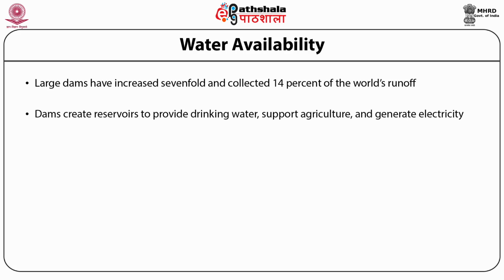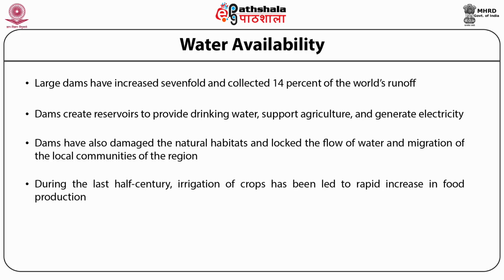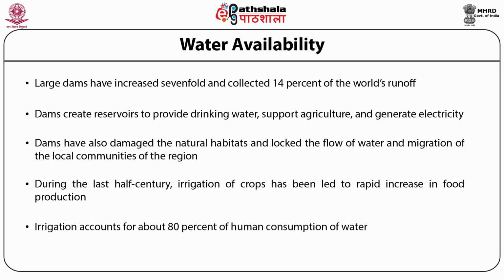Dams create reservoirs to provide drinking water, support agriculture, and generate electricity. Dams have also damaged natural habitats and blocked the flow of water and the migration of the local communities of the region. During the last half-century, irrigation of crops has led to a rapid increase in food production. It accounts for about 80% of human consumption of water.